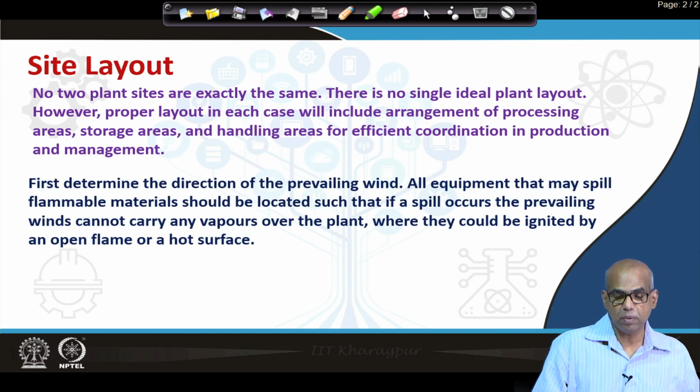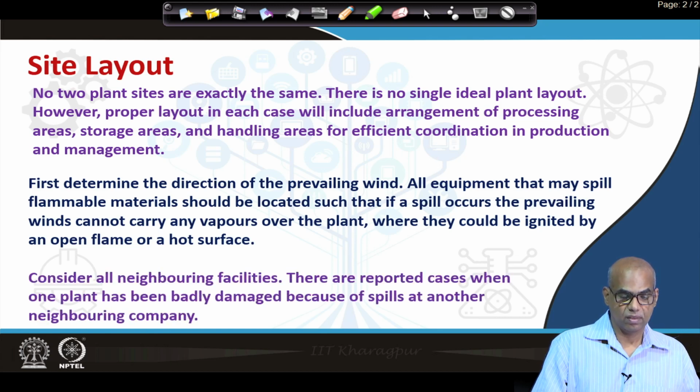First, determine the direction of the prevailing wind. All equipment that may spill flammable materials should be located such that if a spill occurs, the prevailing winds cannot carry any vapors over the plant where they could be ignited by an open flame or a hot surface. Consider all neighboring facilities. Not only consider your own facilities, but also consider neighboring plants and facilities. It has happened in the past when one plant has been badly damaged because of spills at another neighboring plant.